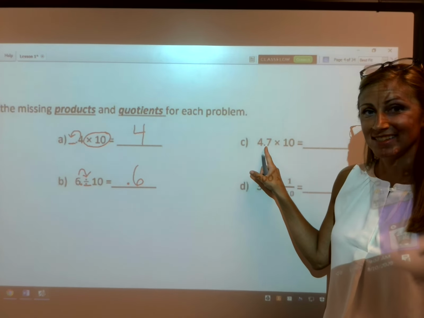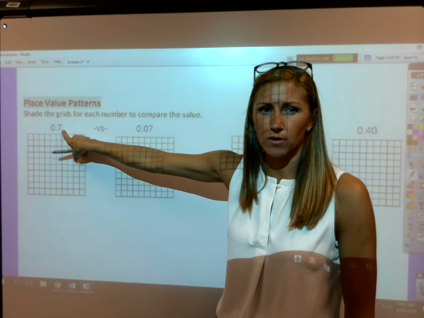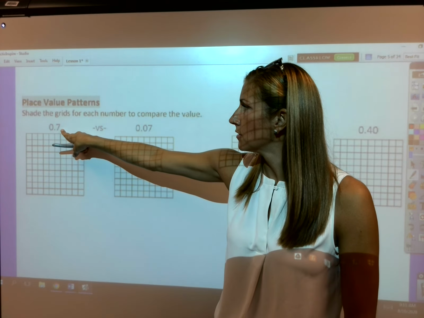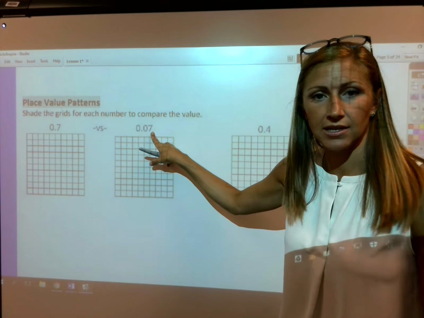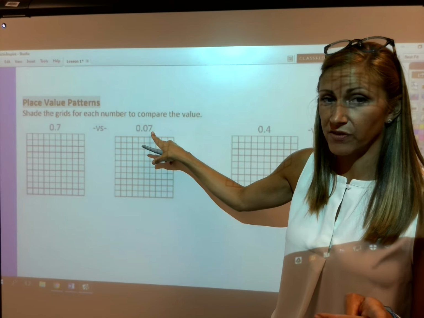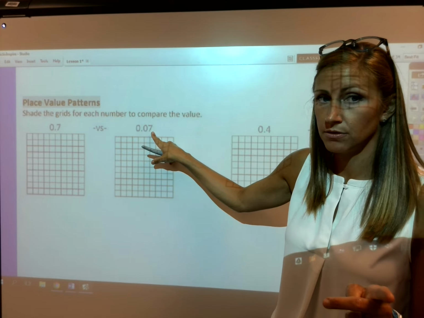So let's look at some of these values and how they compare. Let's first look at this 7 and this 7. And notice I did not say the value. I want you to think about how you would say this number. This would be 7 tenths. And this is 7, in what place value? 7 hundredths.